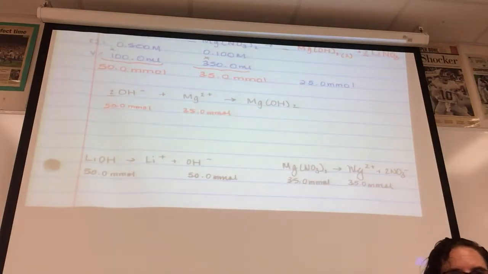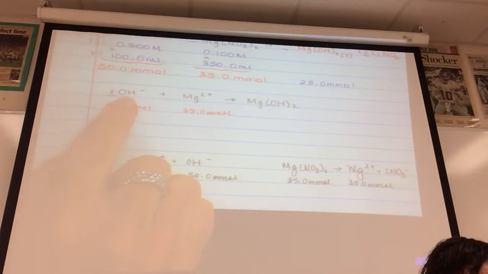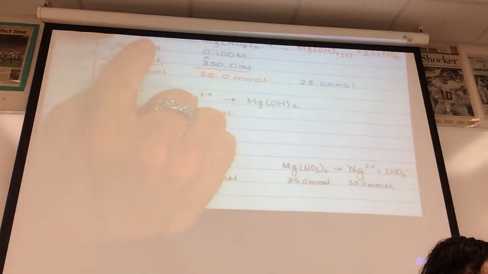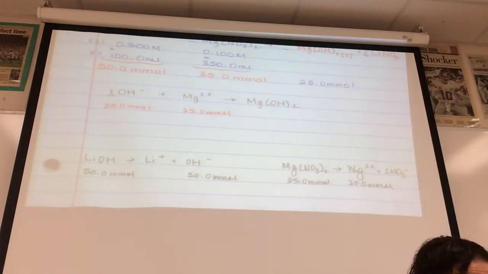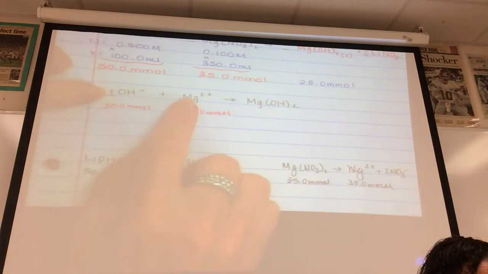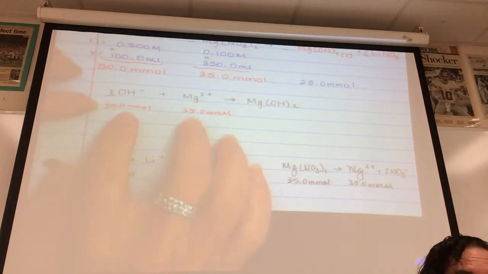Are we good at this point? I'm confused what you did on the bottom. All I was proving was that to go from lithium hydroxide to hydroxide ion, for every one lithium hydroxide there is one hydroxide ion. Yeah, so wouldn't it be 100 millimoles? No, no, no, no. Because you have a 2 now. That's showing you what you need, not what you're given.